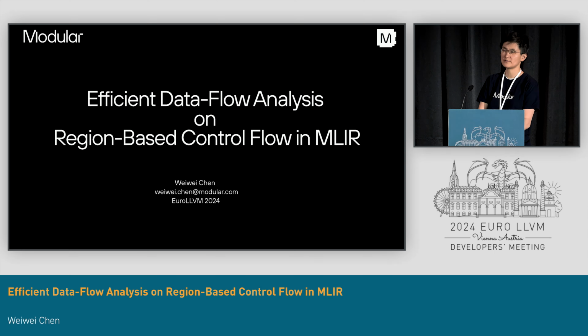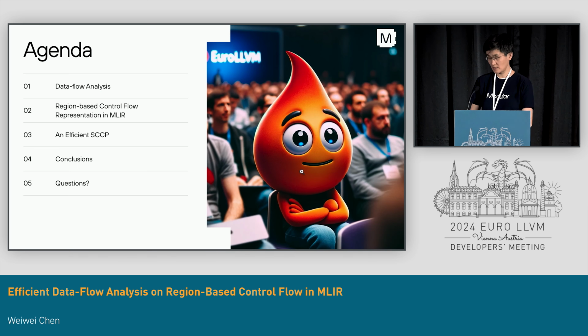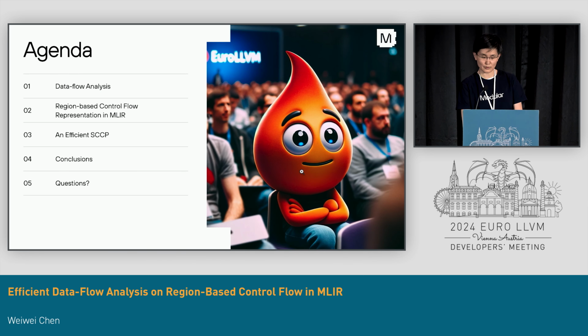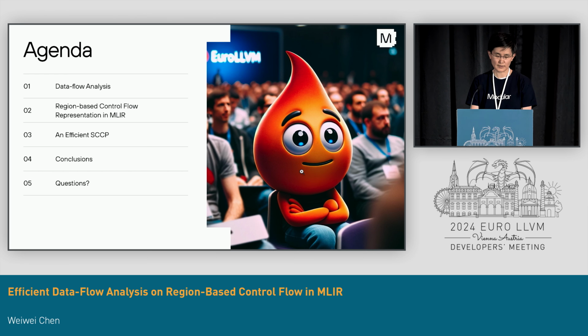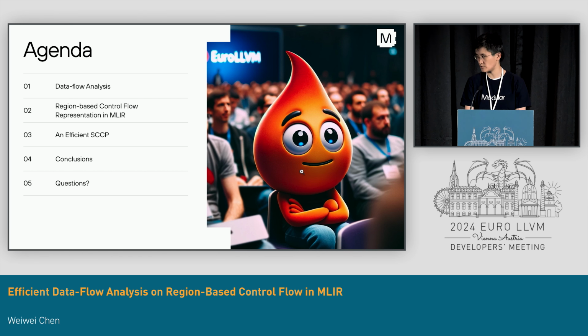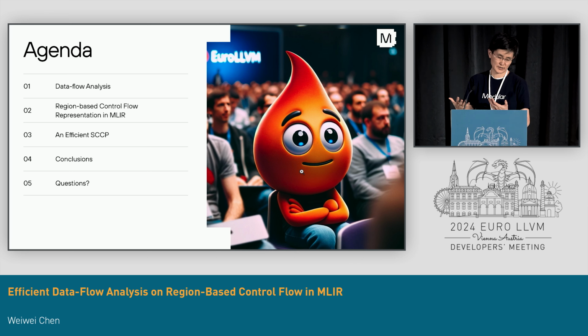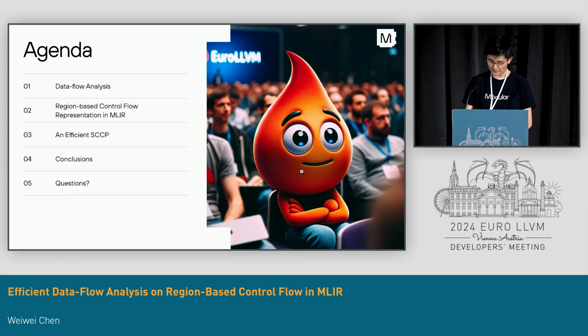Today, I'm going to talk about efficient data flow analysis on region-based control flow in MLIR. A little bit of an overview of what I'm going to talk about today. I will first give a quick recap of what data flow analysis is. Then I'm going to introduce this region-based control flow representation in MLIR that we're using in Mojo. And then zoom into a very specific data flow analysis, SCCP, which is Sparse Conditional Constant Propagation, and how we can implement it in a very efficient way by using this new control flow representation. And at the end, we will have some discussion and questions time.